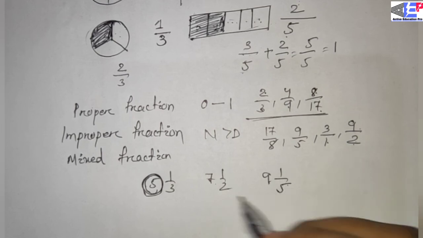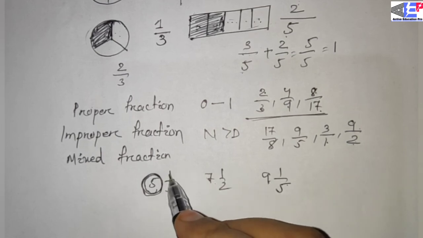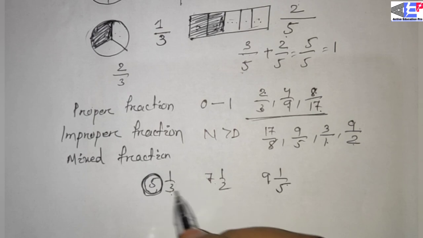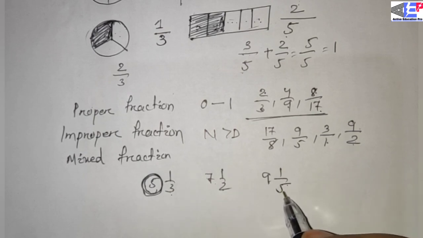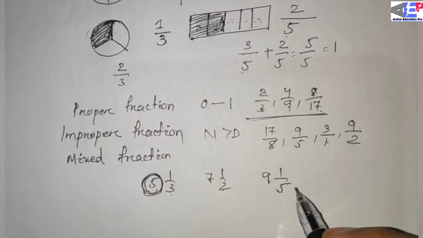You can say here 1/5, half, 1/3 means 1 out of 3 parts, 1/3. This is half. 1 by 5 means 1/5 part. 1/5 part of a cake means 1 by 5. So this is mixed fraction.